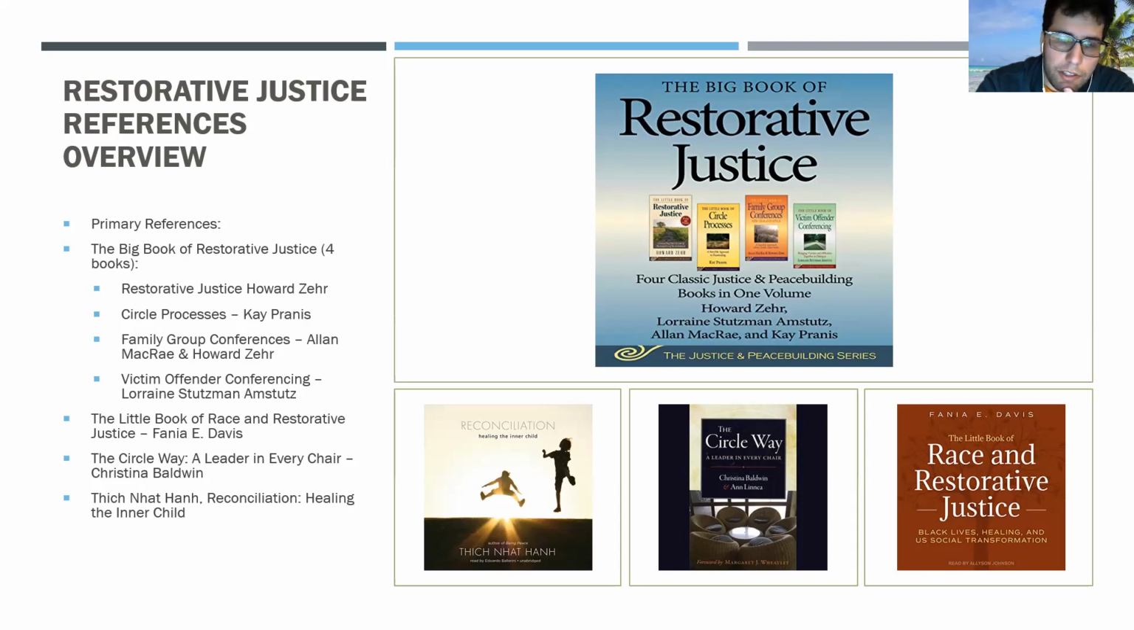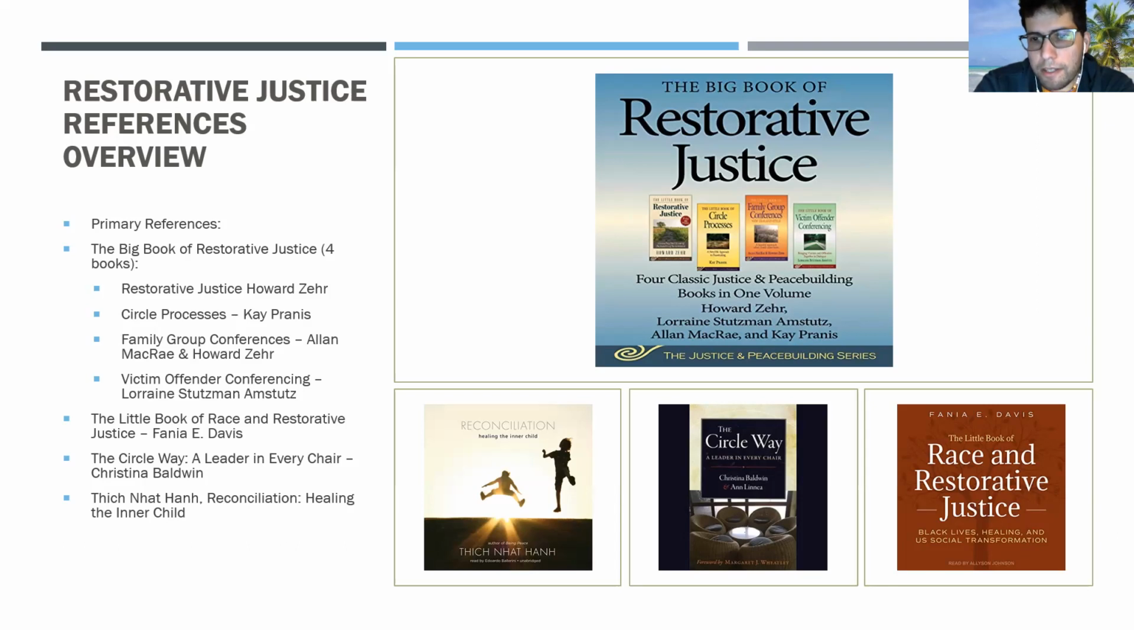That gives us a good overview of the values and theories, as well as how to, and what a circle process is like within that. The Little Book of Race and Restorative Justice by Fania Davis is a good overview of how race has largely been surprisingly ignored in terms of restorative justice and its focus as it began to be used or discovered in the West. Again, all these practices have been around for quite some time.